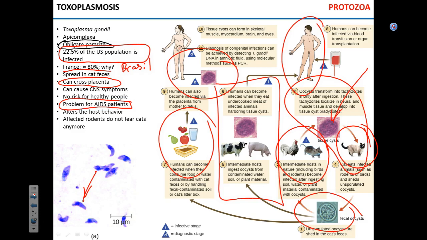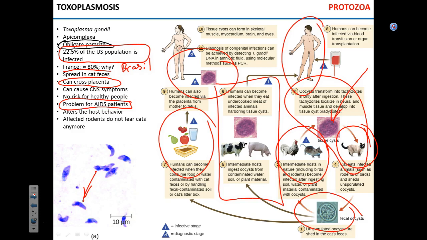Now, the question is, since it affects the behavior of the rodent hosts, can it affect the behavior of humans? There were studies linking toxoplasmosis in immunocompetent individuals to behavioral changes like aggression and even, you know, road rage and schizophrenia. Now, those studies, if you review them, are not rigorously controlled and very well performed, okay?